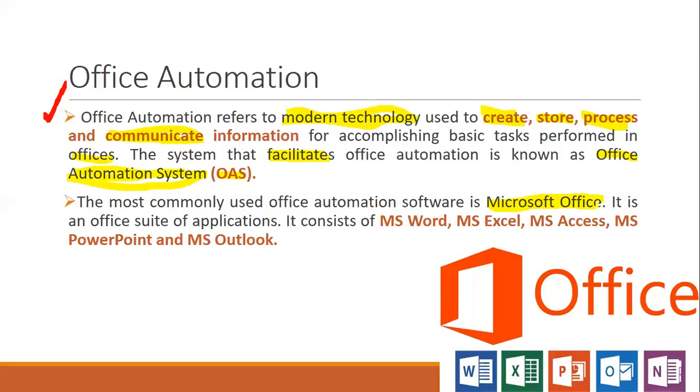It is a software that is commonly and widely used to automate an office. It is a complete suite of different applications. Application means different softwares are present in Microsoft Office. And these are MS Word, MS Excel, MS Access, MS PowerPoint, MS Outlook, and so many other softwares. So Microsoft Office is a complete application package which contains many different software tools that are required to automate an office and to perform routine tasks of an office.